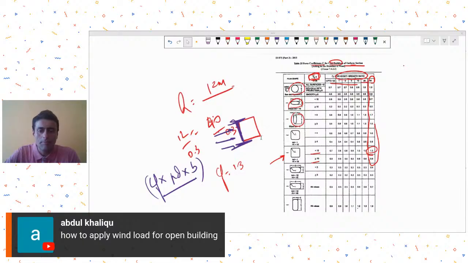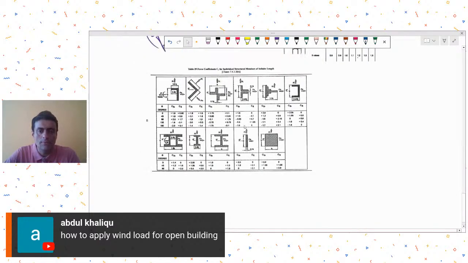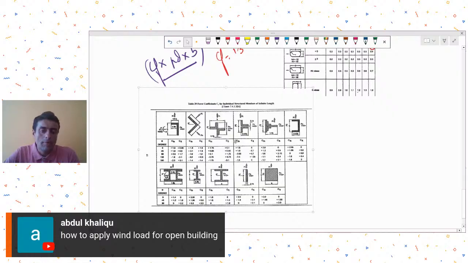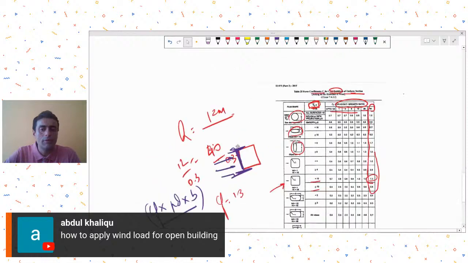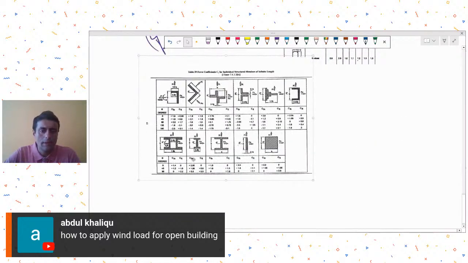If the structural shape of your column is like an I shape or a channel shape, then you could go for this Table 29 also. What many people also do is that they take the values from Table 29 and also from Table 25. If your shape is, let's say, a square shape, they will take it from here also and from Table 25 also. Whichever is the higher value, that wind coefficient Cf they will apply.